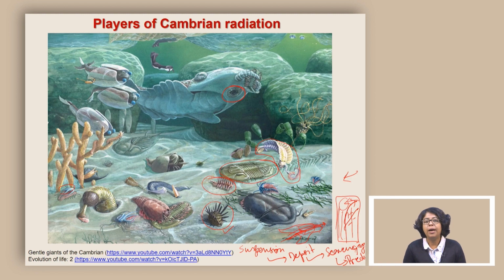So, now we have a Cambrian ecosystem where you see not only the appearance of skeletons, you also see the appearance of complex ecological structure. Some of the groups are suspension feeders, some of the groups are deposit feeders, some of the groups are scavengers and predators, and this kind of complex ecological trophic structure started to appear in Cambrian.